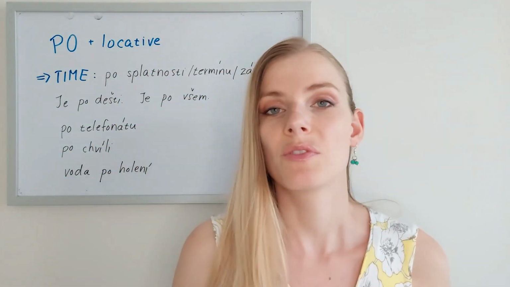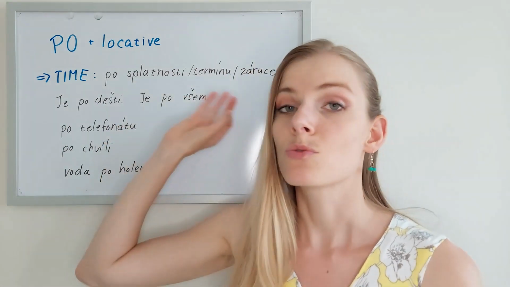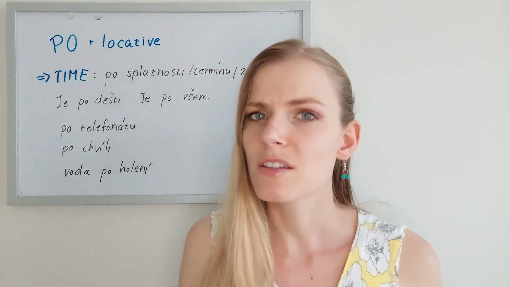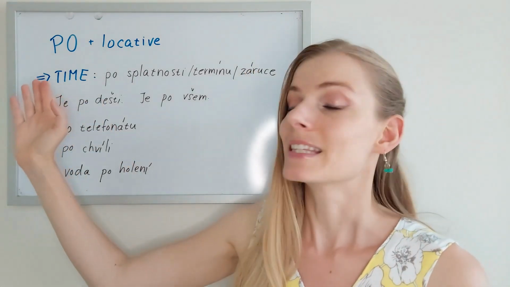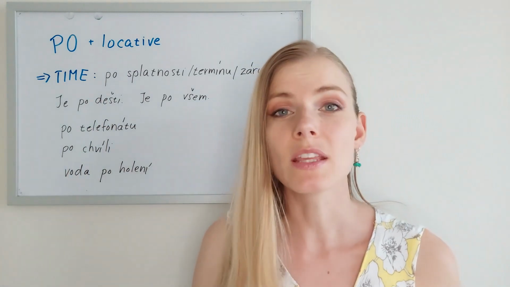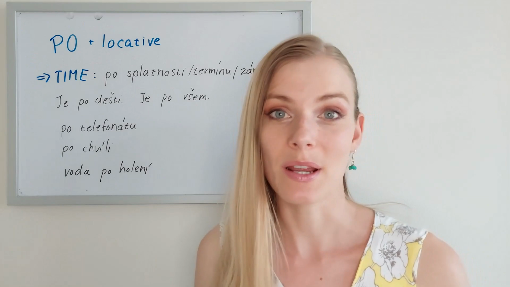The use of the Czech preposition po is very wide. It refers to time, it can refer to place, it can refer to manner. We are going to start with time. It often means after, but not exactly. Let me show you what I mean.